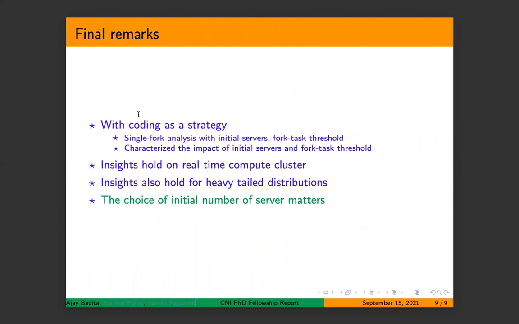In summary, for MDS coded subtasks, we analyzed the delayed relaunch scheme with single forking. We analytically computed the mean service completion time and mean server utilization cost with shifted exponential service times and studied the effect of initial servers and fork task threshold on the two metrics. The insights obtained hold true on a real compute cluster and also hold true for heavy-tail distributions like Pareto and Weibull. And we found that the choice of initial servers really matters.